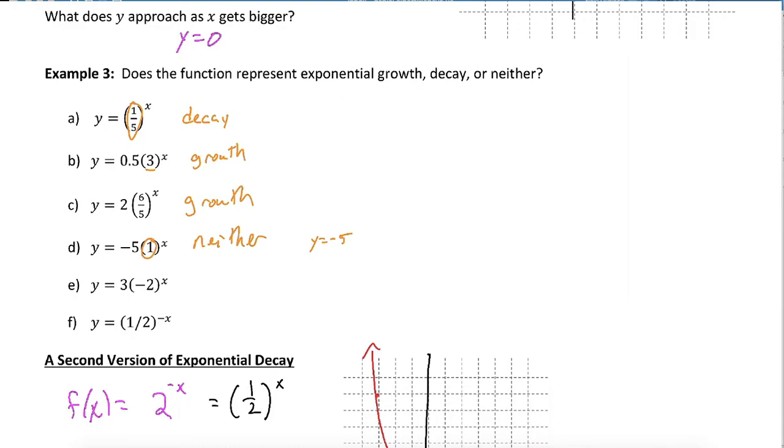Part E is a little bit tricky. 3 times -2 to the x. Again, the 3 doesn't matter to me, but that negative is a problem here. Exponential functions can't have a negative base, so that is neither exponential growth nor exponential decay. And in part F, we're looking at a base that's less than 1, but also a negative in the exponent. Those two things cancel each other out. So this ends up being exponential growth.